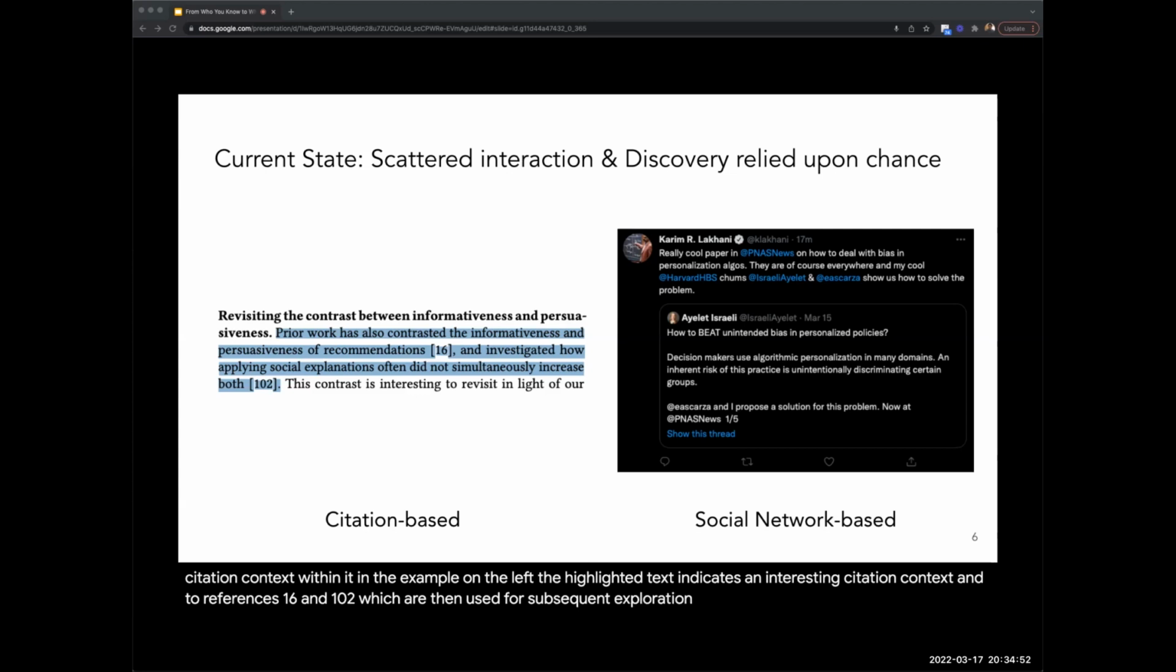For social network-based approaches, one common way is using social media platforms such as Twitter to find publicly recommended papers from people you trust. But both of these approaches involve jumping between different places to collect relevant information and is largely relied upon chance discovery.